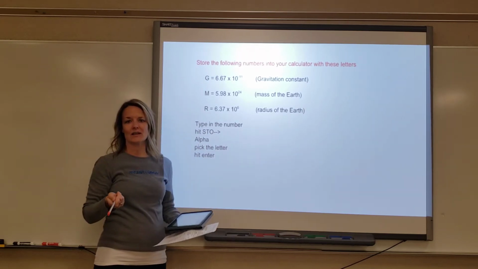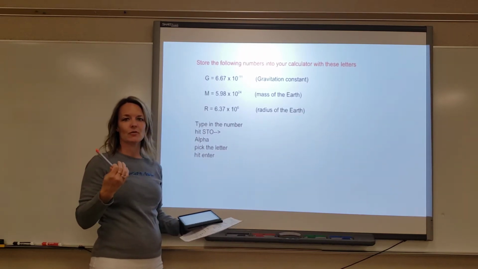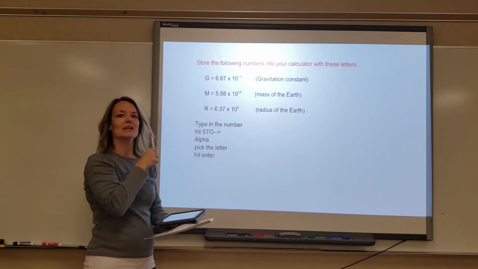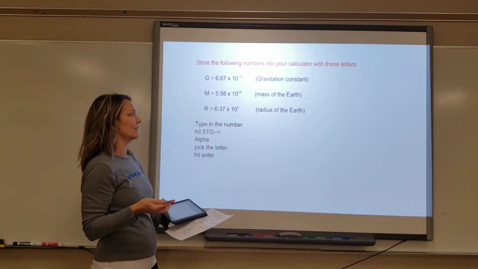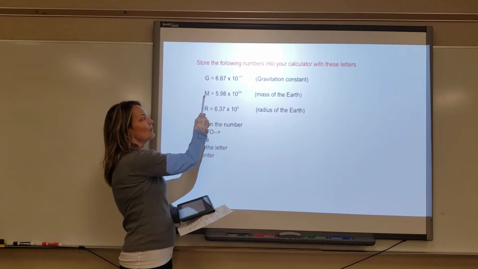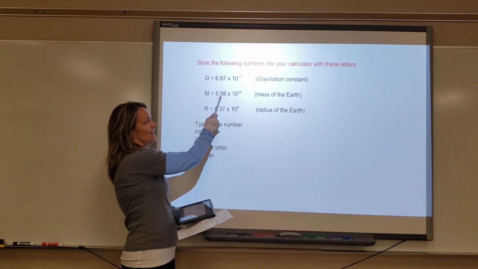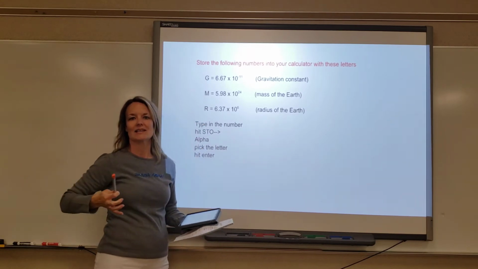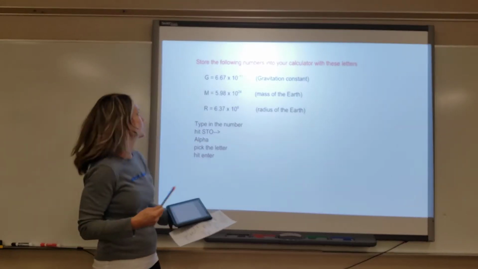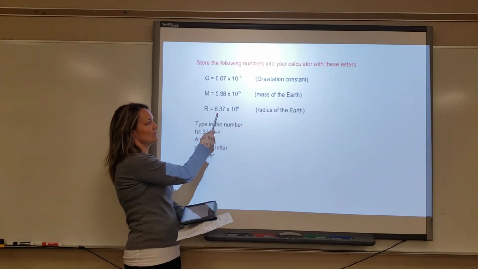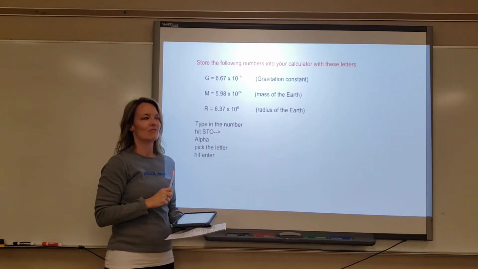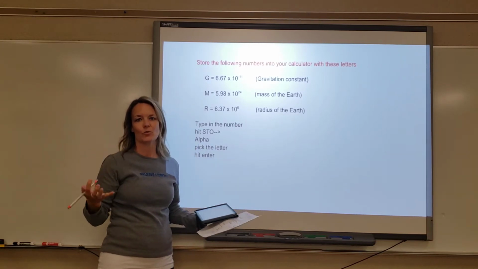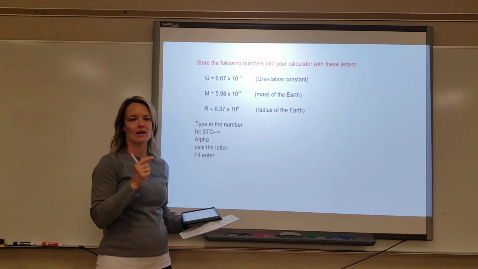The gravitation constant, you should have stored this last week. If you did not, you're going to do it now. You're going to store it as alpha G because that's how it's written in all of the equations. The mass of the Earth, 5.98 times 10 to the 24th, we're going to store as the letter M. And then the radius of the Earth, 6.37 times 10 to the 6th, we're going to store as the letter R. So if you want that, you'll hit alpha R.